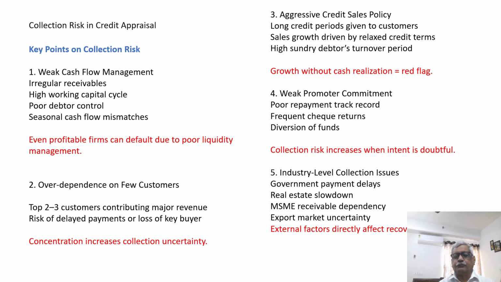3. Aggressive credit sales policy. Long credit periods given to customers. Sales growth driven by relaxed credit terms. High sundry debtors turnover period. Growth without cash realization is one of the red flags. 4. Weak promoter commitment. Poor repayment track record. Frequent cheque returns. Diversion of funds. Collection risk increases when intent is doubtful.